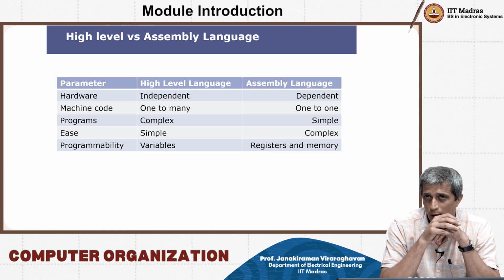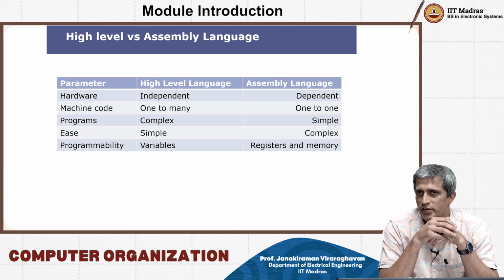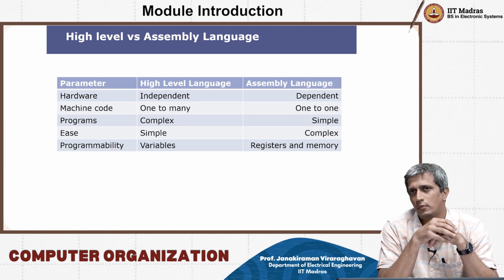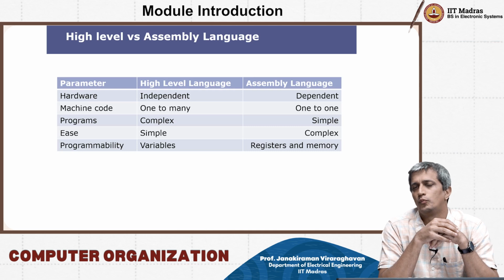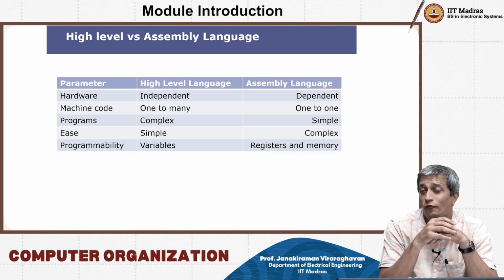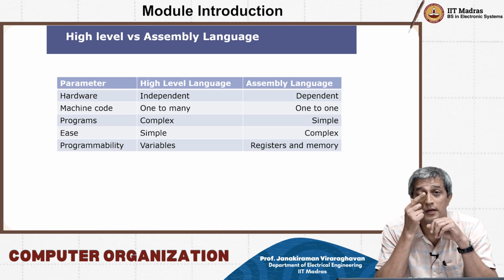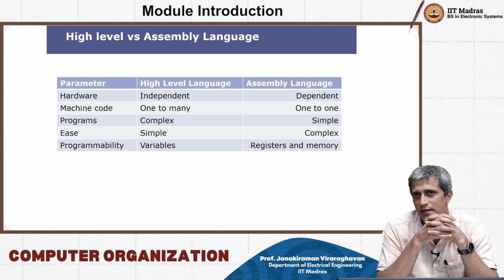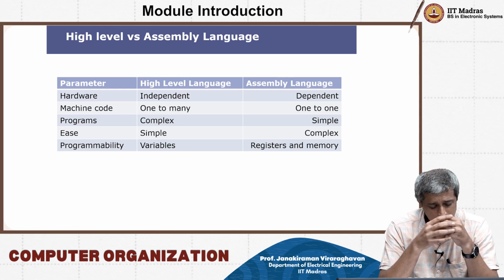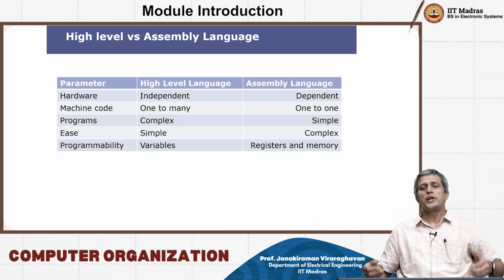Now, ease of programming, of course. A high level language is much easier to program and to learn than assembly language. So for the same task, it is obviously easier to write it in something like a C program rather than in assembly programs. And how do you achieve programmability, right?